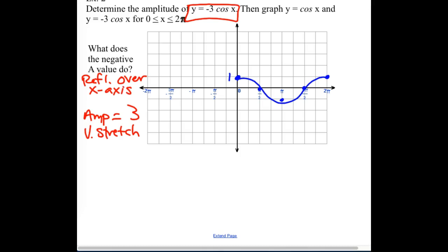So what we can think of is just multiplying our y values by negative 3. Do our zeros go anywhere? No. Anytime we're doing vertical stretches, compressions, flips, zeros don't go anywhere. But our 1 is going to get stretched to become a 3, and then it's going to flip over to be at negative 3.